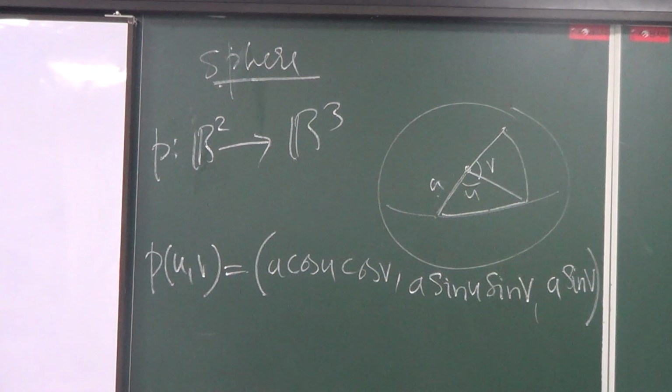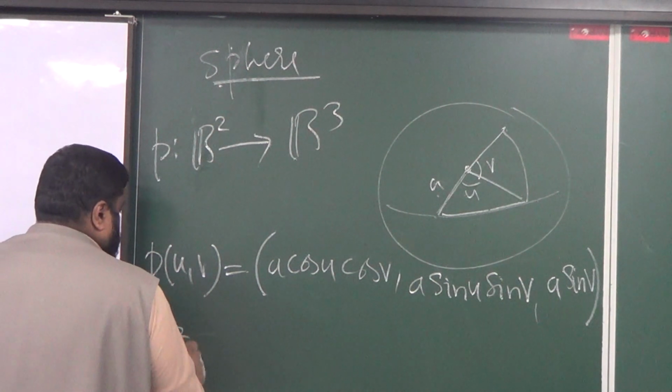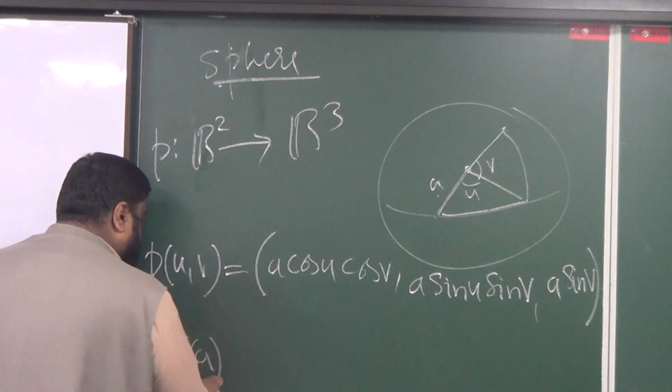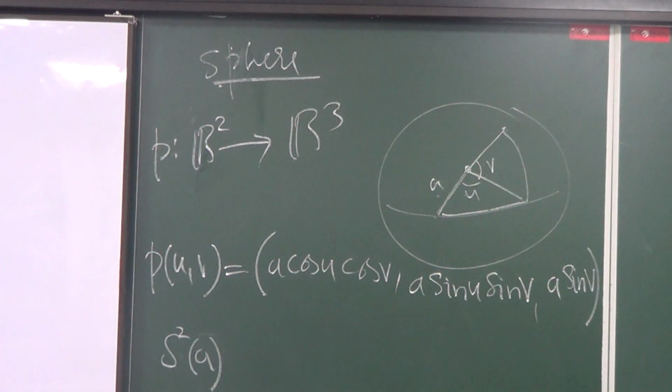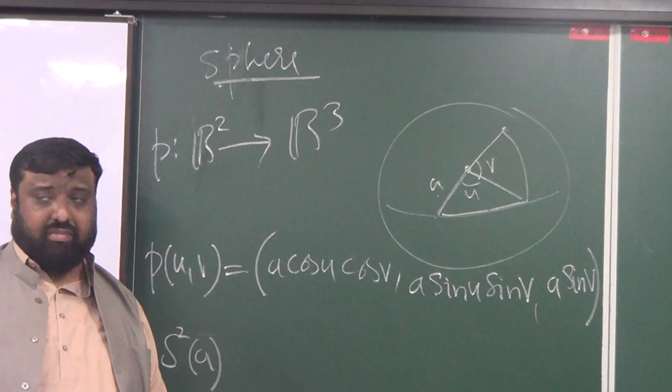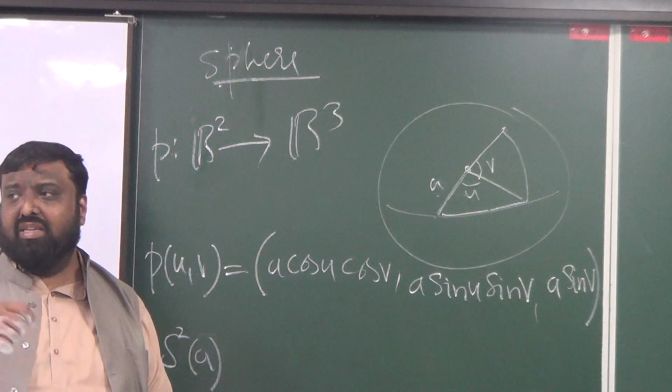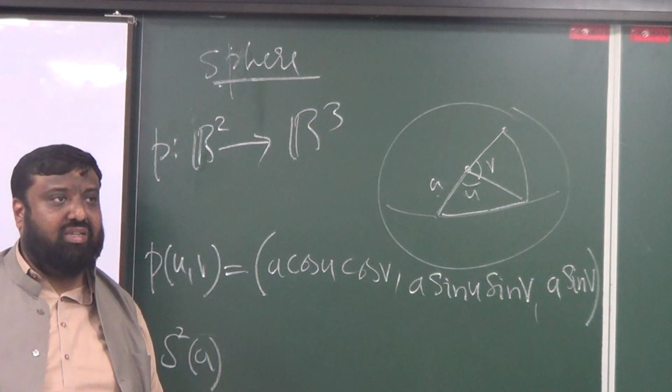What is the set-theoretic representation of the sphere S2 with radius A? So in rectangular coordinates, how do you write a sphere? How do you define a sphere, for example, in rectangular coordinates? So how do you define a circle in rectangular coordinates? It's the collection of the points x, y such that x squared plus y squared is r squared.